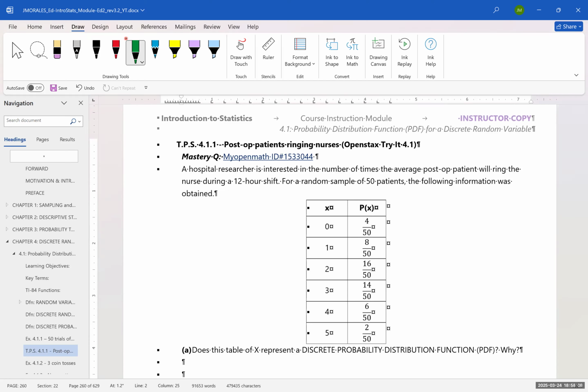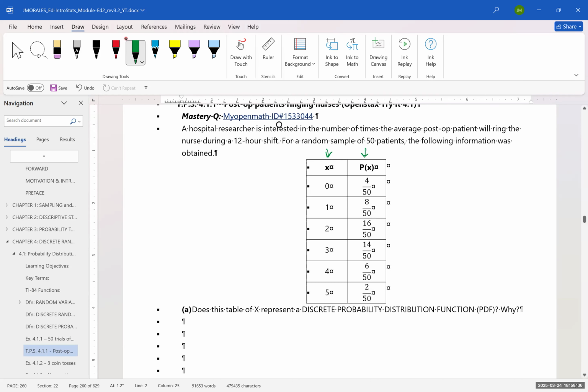So a hospital researcher is interested in the number of times the average post-op patient will ring the nurse during a 12-hour shift. For a random sample of 50 patients, the following information was obtained. So we have values of x. These are values of our random variable. And we have the resulting probabilities. So let's look at each of these parts to this question. Part A says, does this table of our random variable represent a discrete probability distribution function and why?